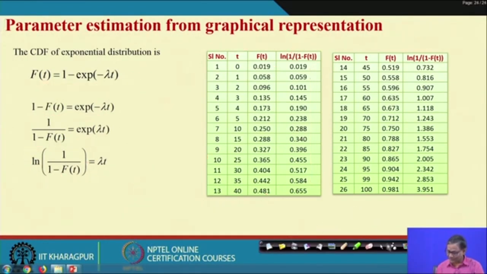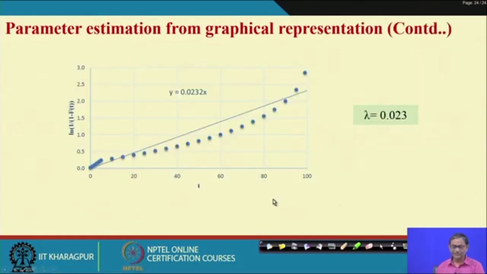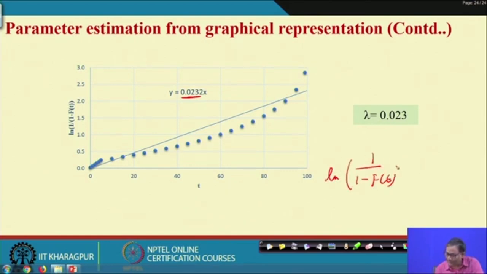So, let us see what the plot is. We have given the plot, all those points, and a straight line is drawn through the origin, and we got the value y equal to this. So, y is nothing but what? y is log of 1 by 1 minus F(t), which equals 0.023 into x, here t. This is your lambda.